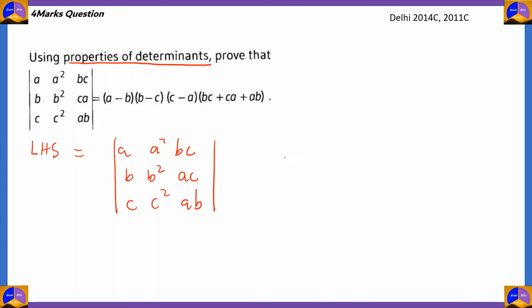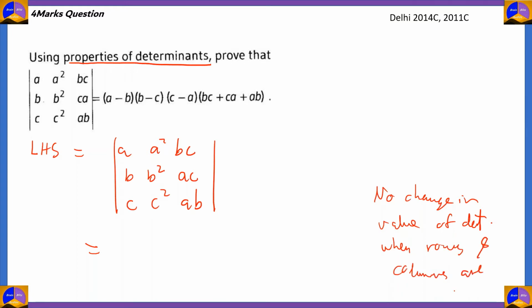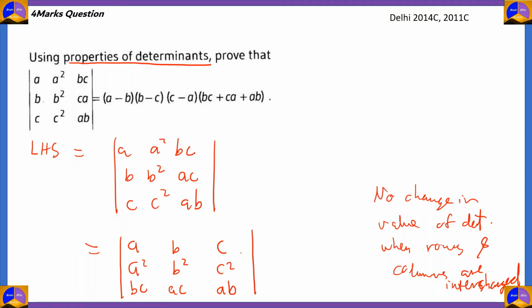Now, what we do is we interchange the rows and the columns. So no change in value of determinant when rows and columns are interchanged. This is a fundamental property. So there'll be no change in the value of the determinant if we take this first row as the first column, and so on. So we have A squared, BC, B squared, AC, and then C squared, AB. This is the value of our determinant.